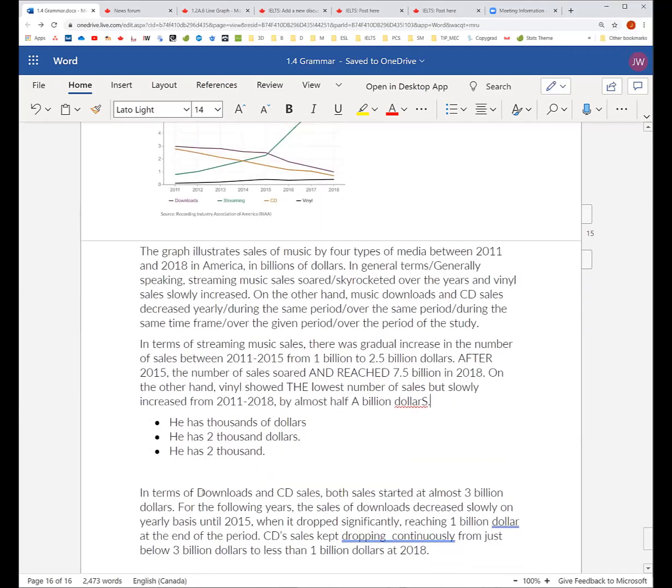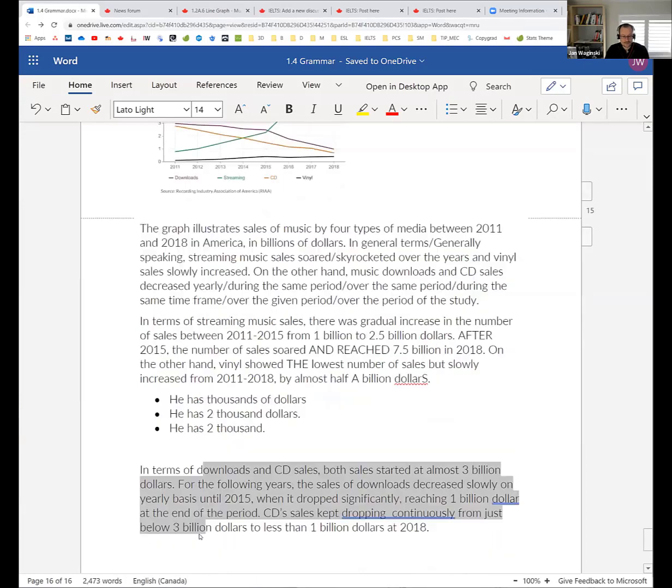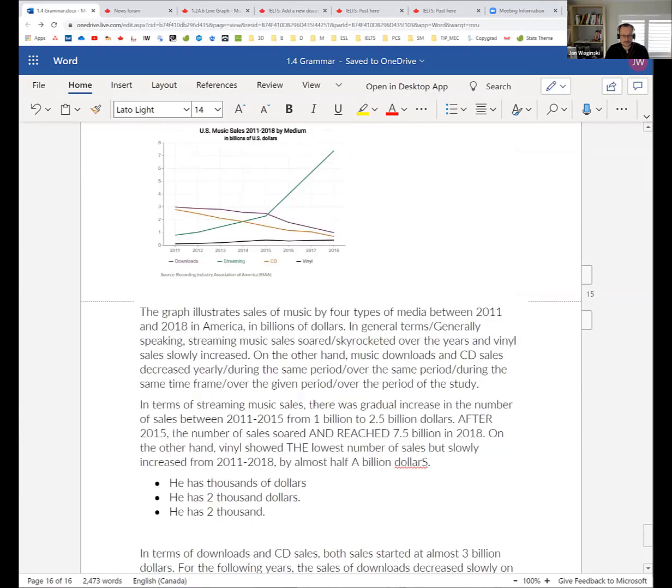Good so far. In terms of downloads, watch out for capitalization. If it's not a proper noun, then don't use capitals in the middle of a sentence.